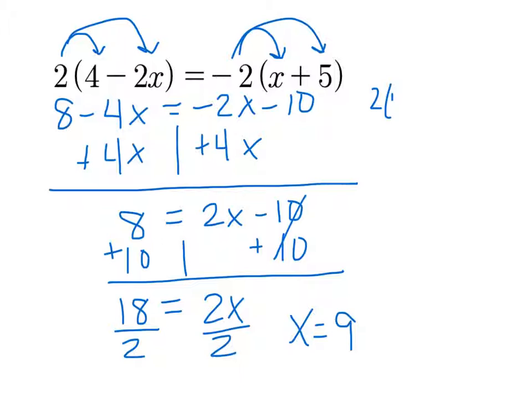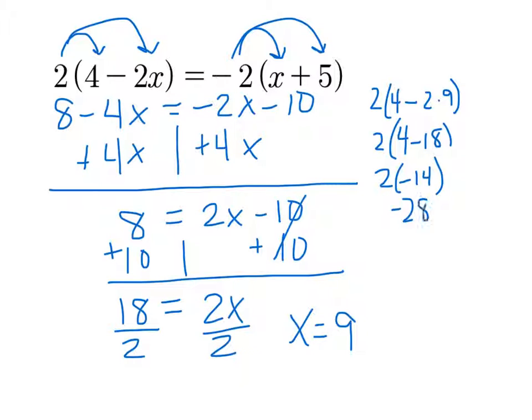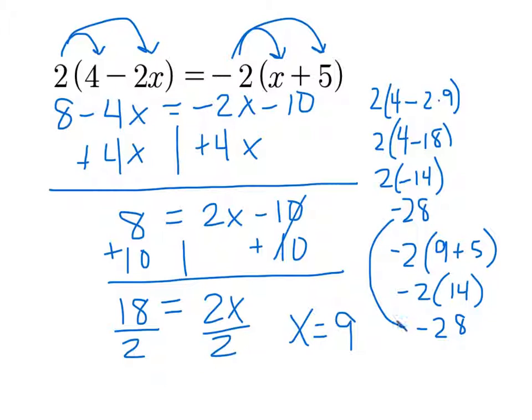Double check that answer by plugging it in. So 4 minus 2 times 9 is 4 minus 18, which is negative 14. 2 times negative 14 would be negative 28. Let's check the other side. Negative 2 times 9 plus 5 is negative 2 times positive 14 is negative 28. If the two sides match, I know I'm doing it right. I know my solution is right.